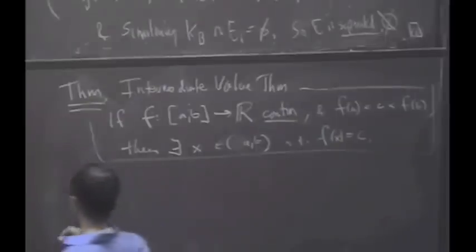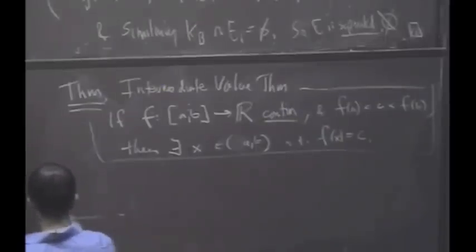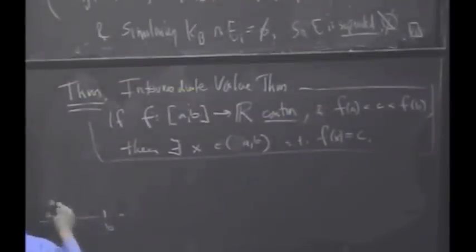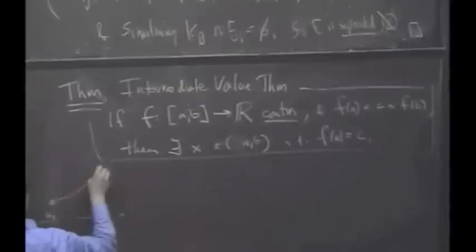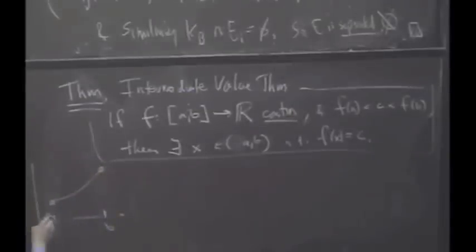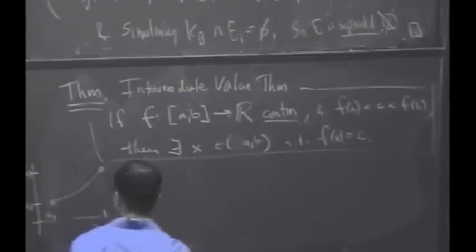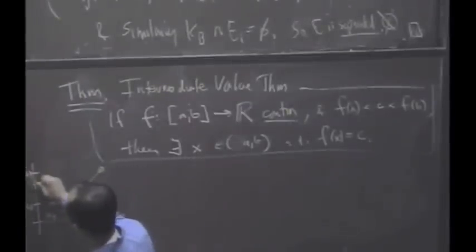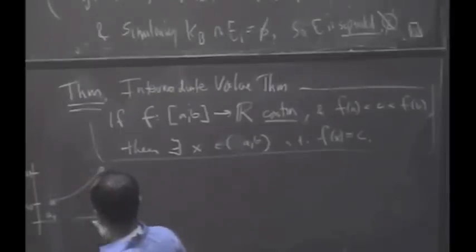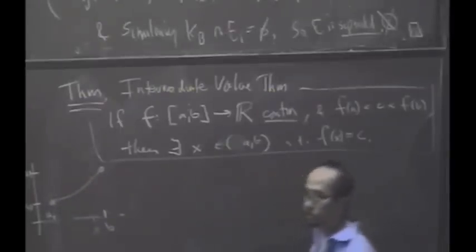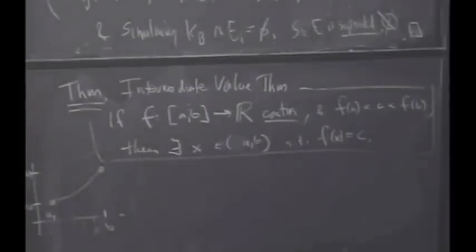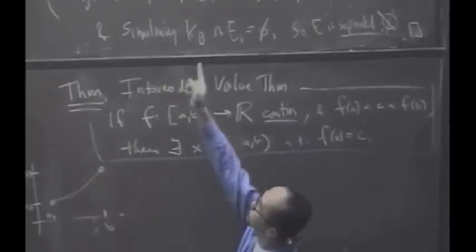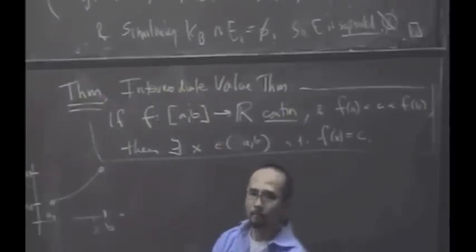And everybody's favorite picture of the intermediate value theorem is something like this. A, B, well, I'll draw it this way. A, B, and a continuous function. The claim is between f(a) and f(b), you give me a point C, and I claim there is a point x that achieves the value C. Hopefully you can see why this is a consequence of the theorem about connected sets. Why?